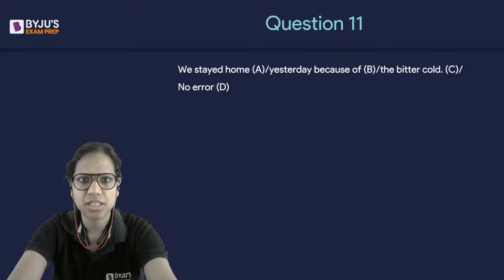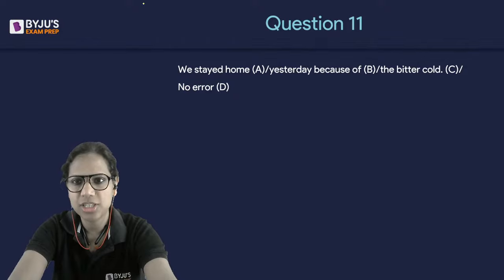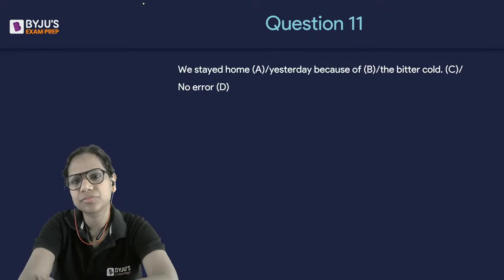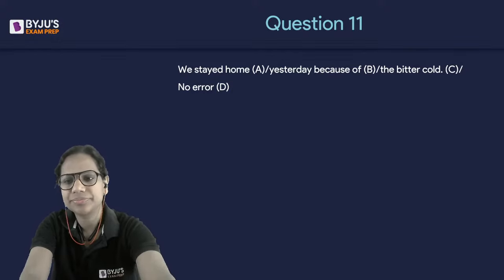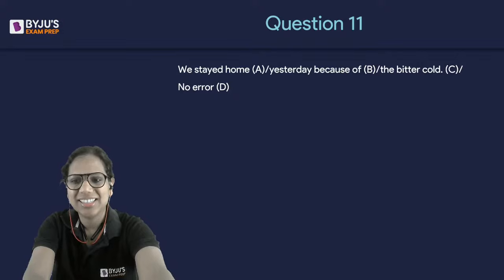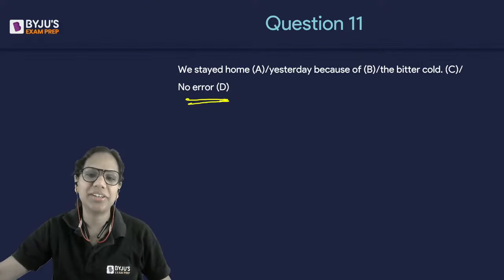Is it correct? Is it incorrect? A. Okay, you say at home. All right. Then one of you says B. Why? Why is B erroneous? B में क्या problem है? Okay, okay. The answer here is no error.